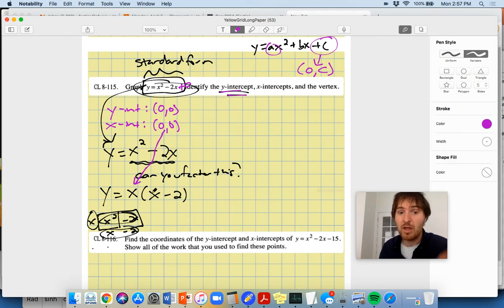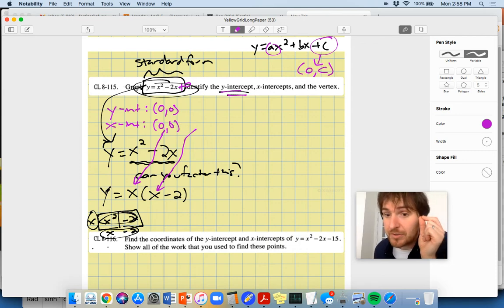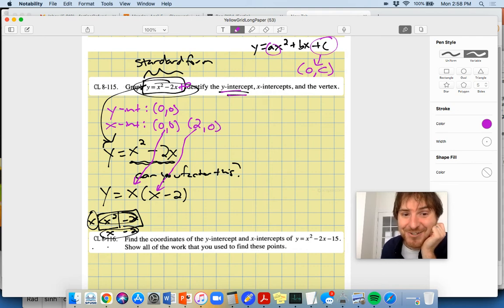If x were 0, y is going to be 0 because 0 times -2 equals 0. What's my other x-intercept? What would I have to put in for x here that would make this 0? We're finding a zero on the graph, an x-intercept, the value of x when y equals 0. x is going to have to be 2. So (2, 0) is my other x-intercept, because if x were 2, 2 minus 2 equals 0, and 2 times 0, y is going to have to equal 0. So that's why this works. There are my x-intercepts.